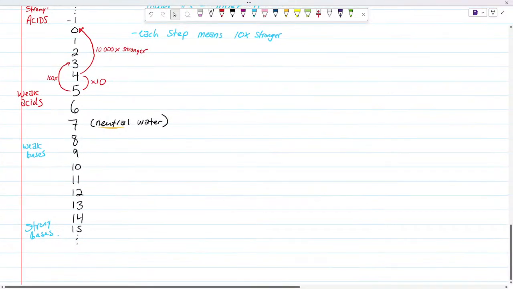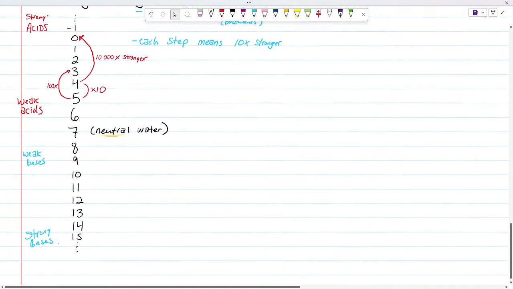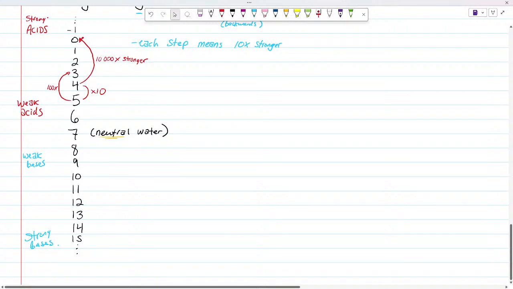And you can look up charts of things, but blood is mildly acidic. Milk is mildly basic. No, sorry, mildly acidic. It's got lactic acid in it. Your stomach acid has a pH of between 0 and 1. So your stomach contains very strong acids. Your stomach is designed to handle it.